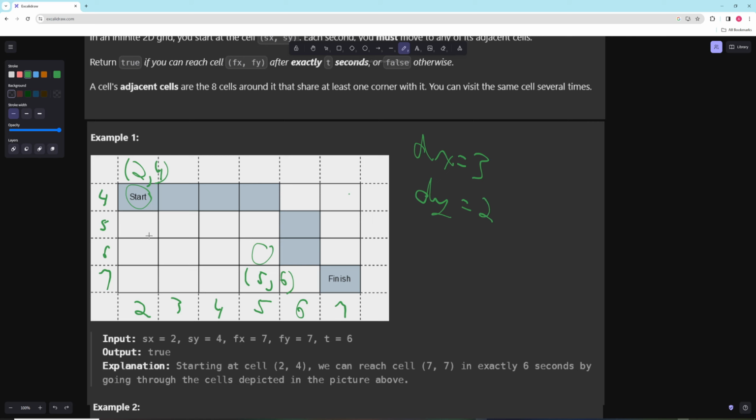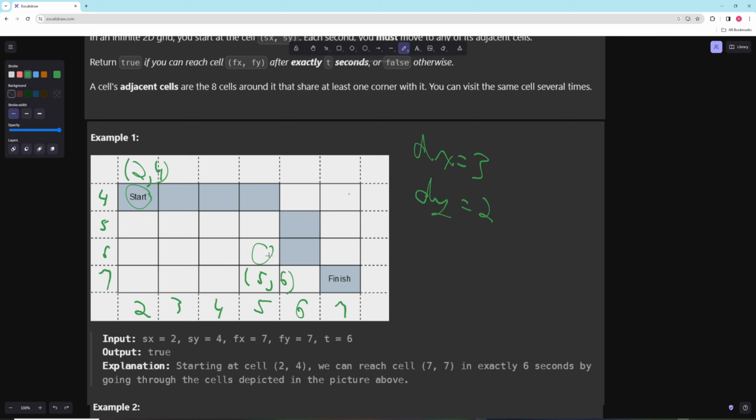So according to this, our time should be 3, right? The biggest one of these two. So let's take a look. We are going to go diagonal as far as we can. So 1, 2, and then linear to 3. So this does work out. So that's basically the answer: you just get dx, dy, get the biggest one out of those, and that's your time. And if your time is above that, you can always loop around in some way, right?